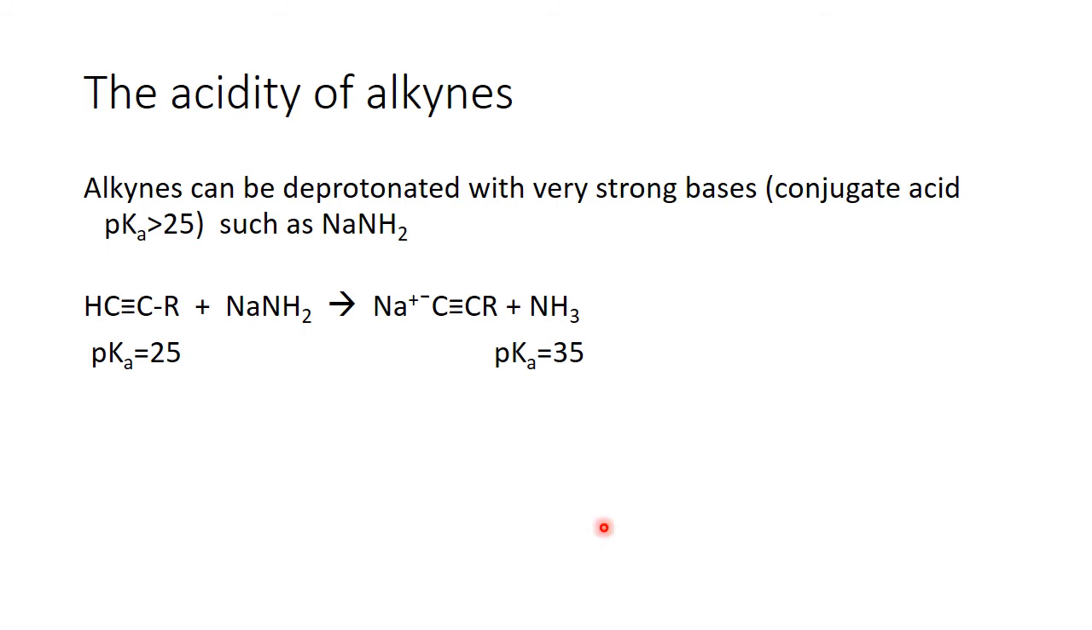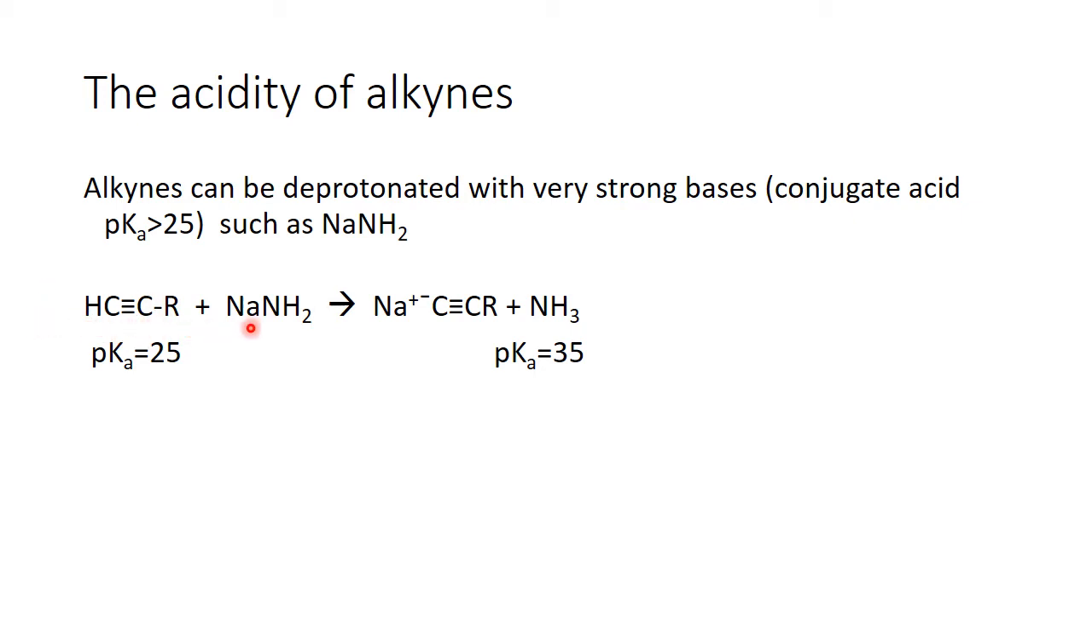Alkynes, if they're terminal, can be deprotonated with very strong bases. The acidity of an alkyne hydrogen, so we're talking about a terminal alkyne like this. This hydrogen here has a pKa of about 25. So if you get a base that has a conjugate acid that is weaker than a pKa of 25, you will be able to deprotonate this terminal alkyne.